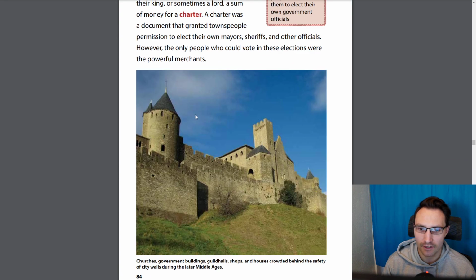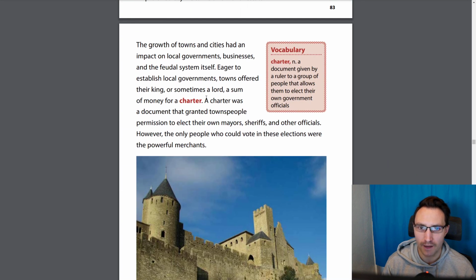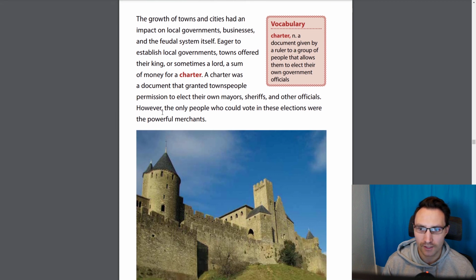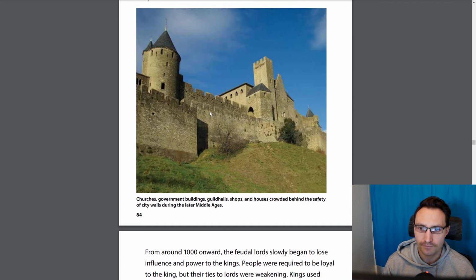All right, here is our last vocabulary word for chapter 11. Charter is a document given by a ruler to a group of people that allows them to elect their own government officials. Okay, so a charter was a document that granted townspeople permission to elect their own mayors, sheriffs, and other officials. However, the only people who could vote in these elections were the powerful merchants.